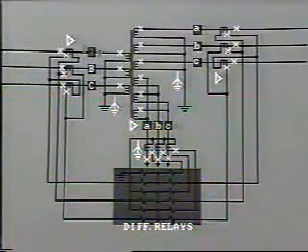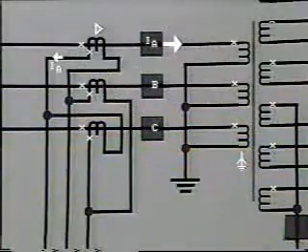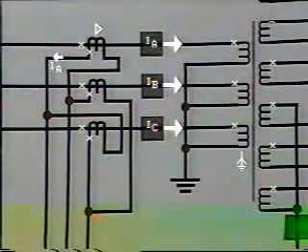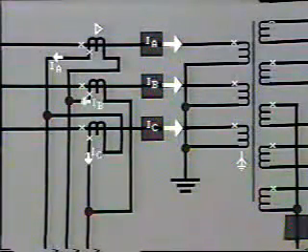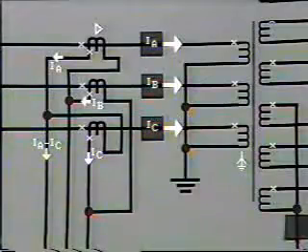Line current IA passes through the A phase transformer primary and into the neutral. This gives us current IA this way in the CT secondary. Similarly, IB and IC pass through their respective transformer primaries and into the neutral, giving IB and IC in the CT secondaries. The resulting secondary relay current, shown by a yellow arrow, is IA minus IC.